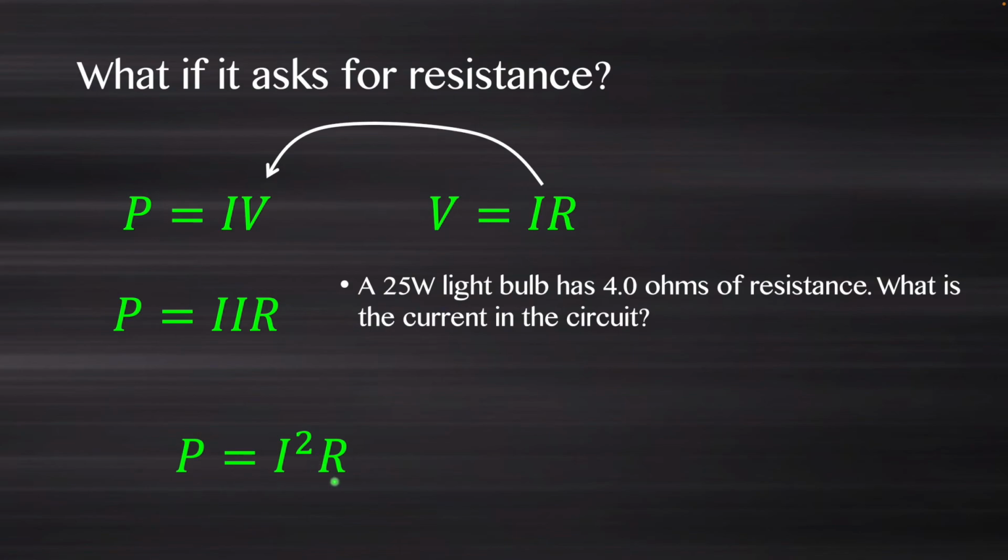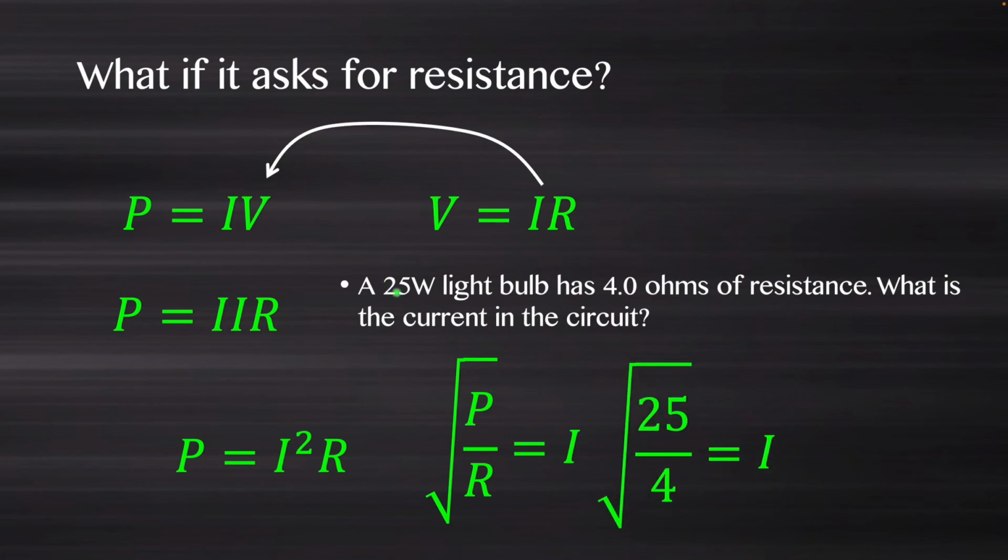I would first start by dividing by R, moving it to the other side, so P over R. And then to get the I by itself, I have to get rid of this square, so I'll have to take the square root. So the square root of P over R is going to look like this: P over R, and then the square root of that entire thing should give me current. Plugging in my values, I have a 25-watt light bulb, 4 ohms of resistance, the square root of 25 over 4 should give me 2.5, and the unit there should be amps.